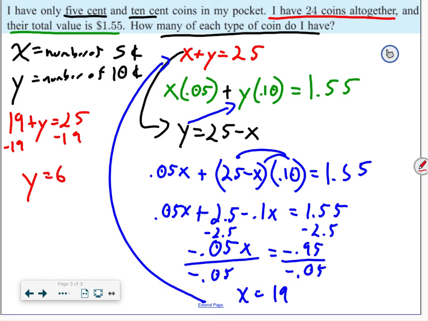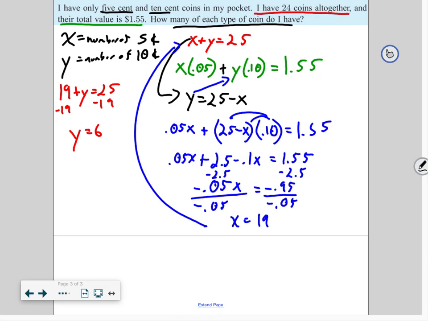So, putting it in the context of the problem, I know that I have x, so I have 17 5-cent coins, and I have 7 10-cent coins.